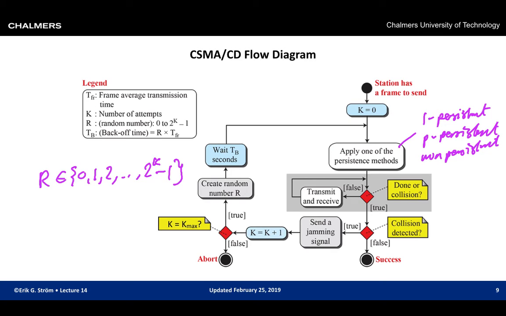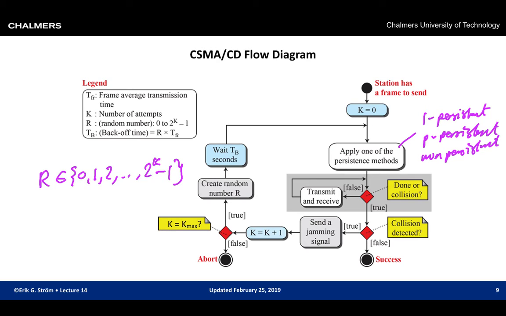And the reason why we do this is because when we have a collision, we don't know if we collided with one other node, or two other nodes, or three other nodes, or four other nodes. And the maximum backoff time here should be selected according to how many nodes at this particular point in time are trying to access the channel. Okay, so this algorithm does a pretty good job at it.